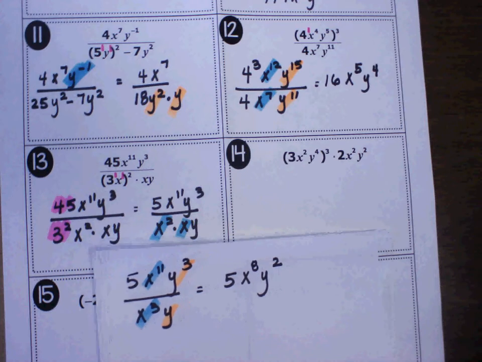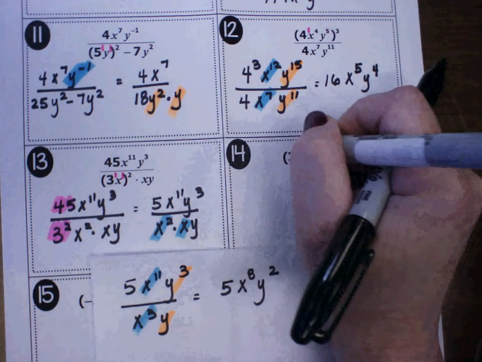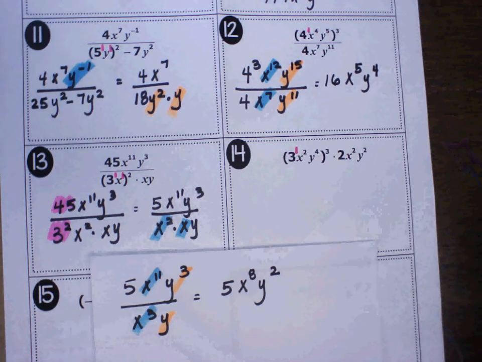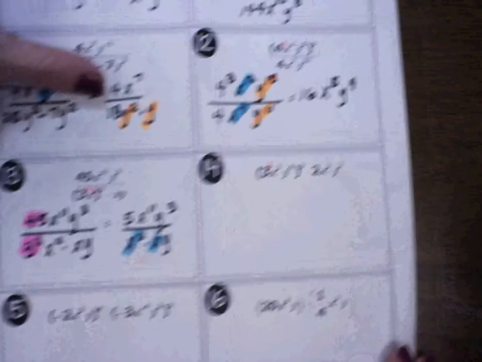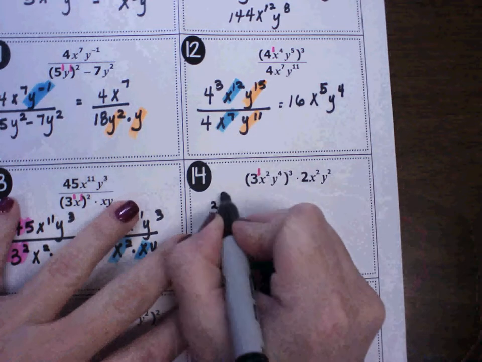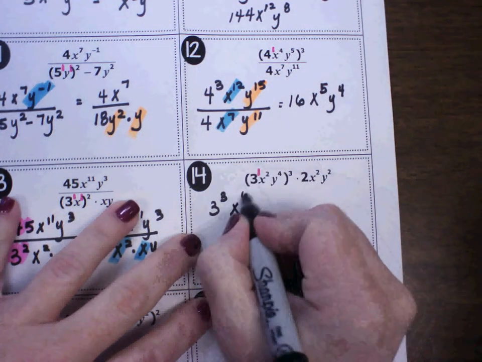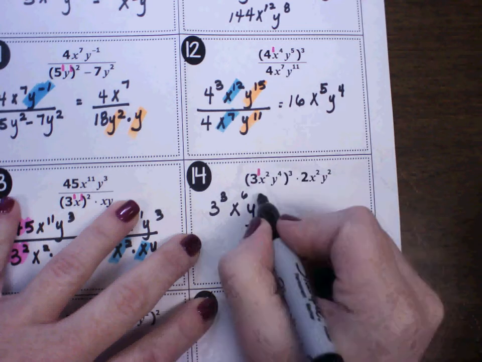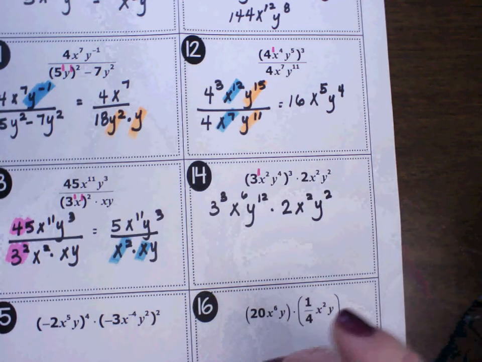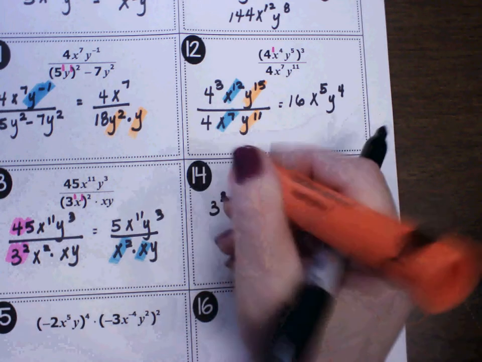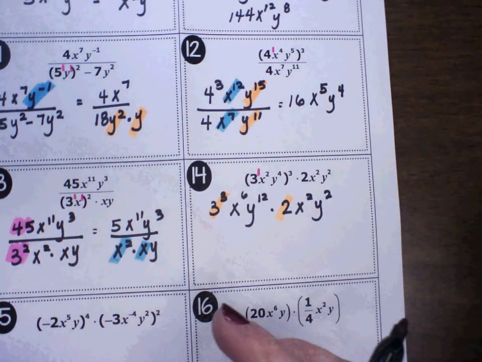All right, one more. And then we can start packing. That's a 1 over there. So let's distribute. 3 to the third. x to what power? 6. y to what power? 12. All right. So number with number, x with x, and y with y.